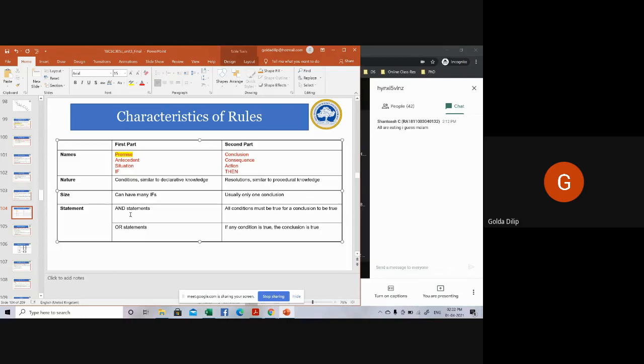Now, the nature of the rule. It is declarative knowledge. It has to be in the form of conditions.